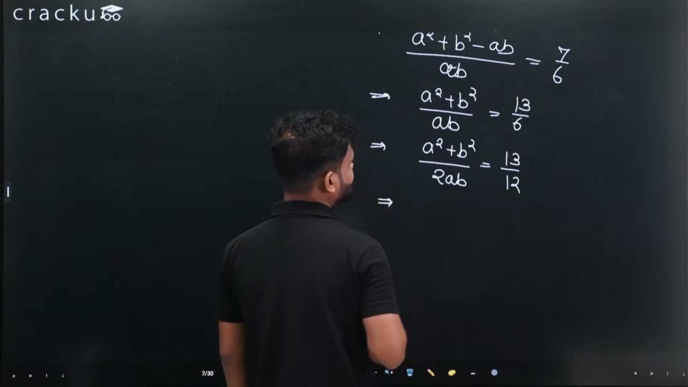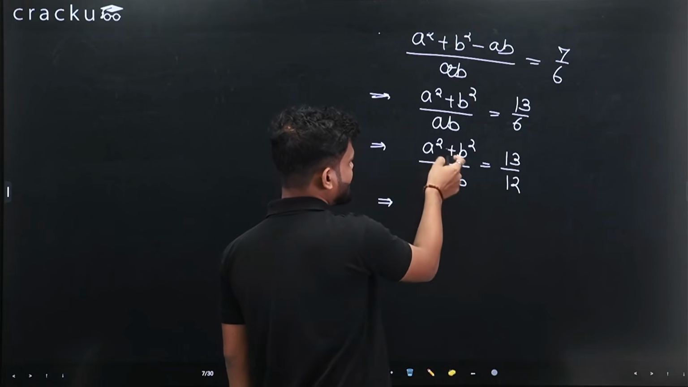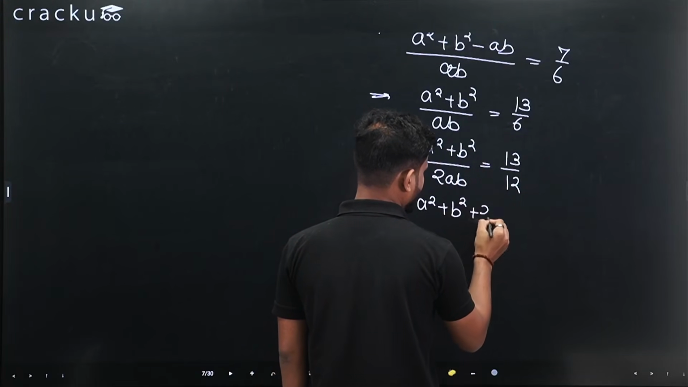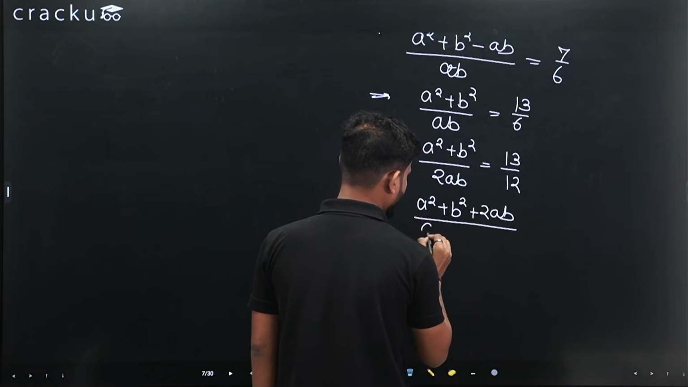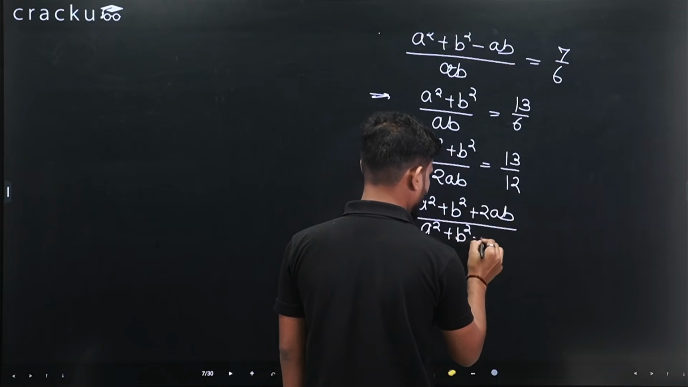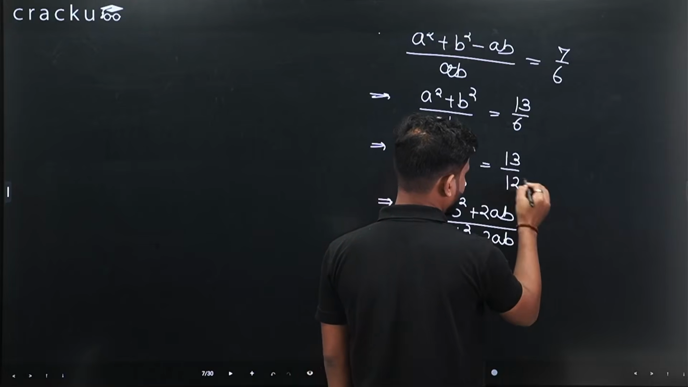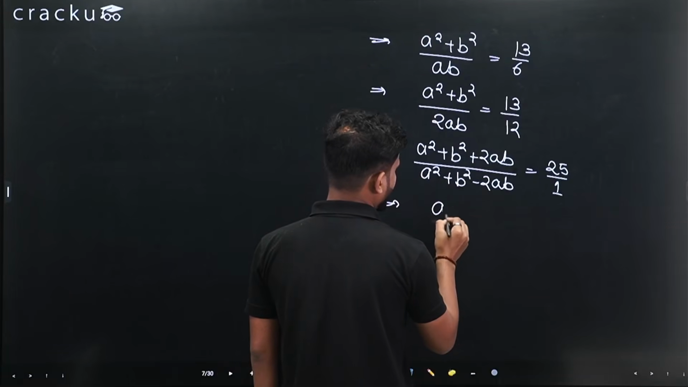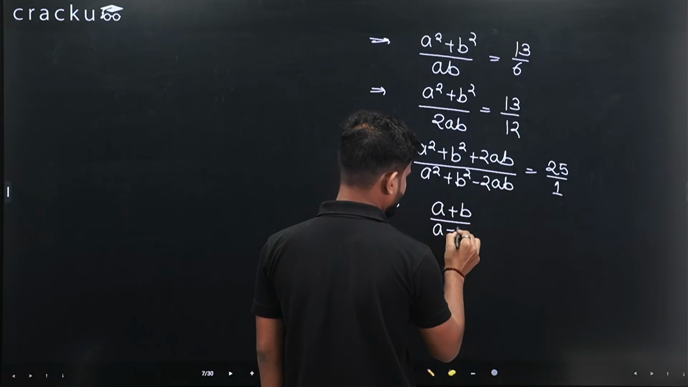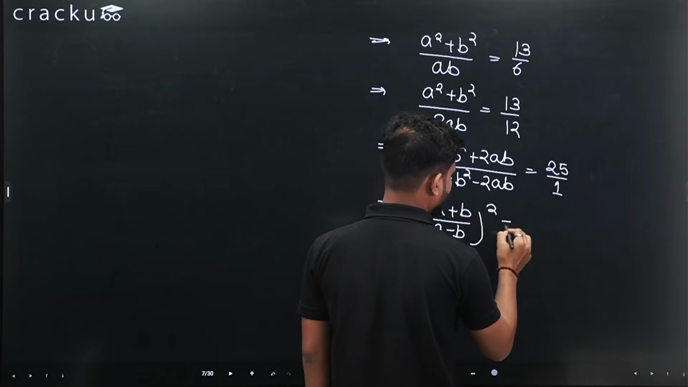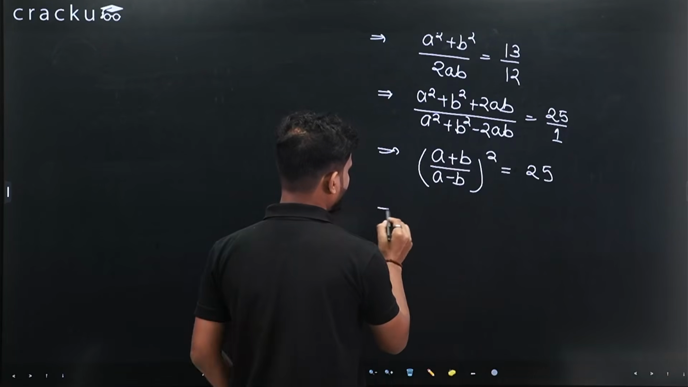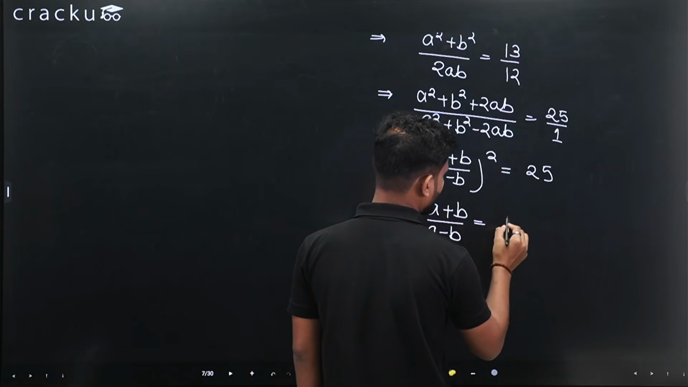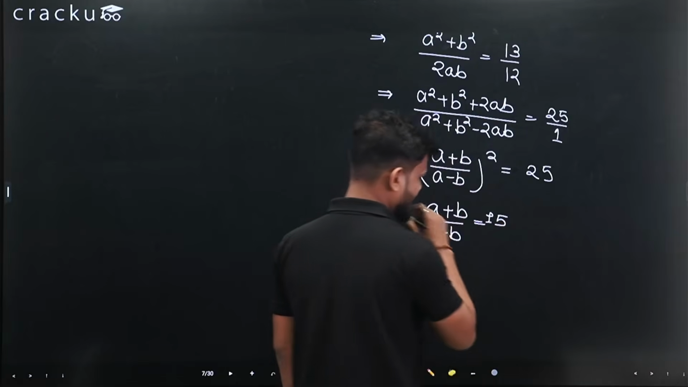Correct? Now use componendo dividendo. So (A² + B² + 2AB) upon (A² + B² − 2AB) is equal to (13 + 12) which is 25, upon (13 − 12) which is 1. From here you get ((A + B) upon (A − B))² is equal to 25. From here what can you get? You get (A + B) upon (A − B) is equal to plus minus 5.